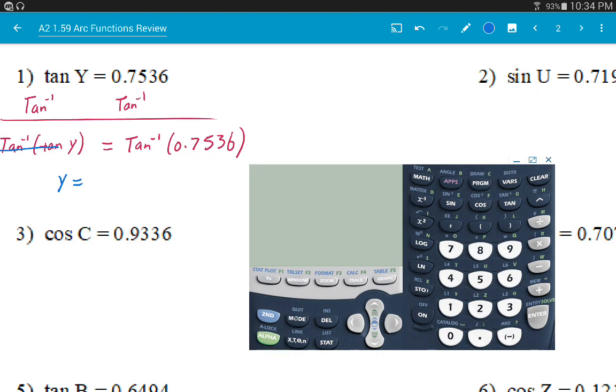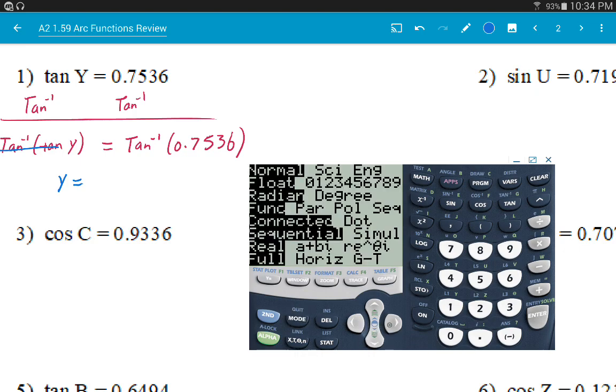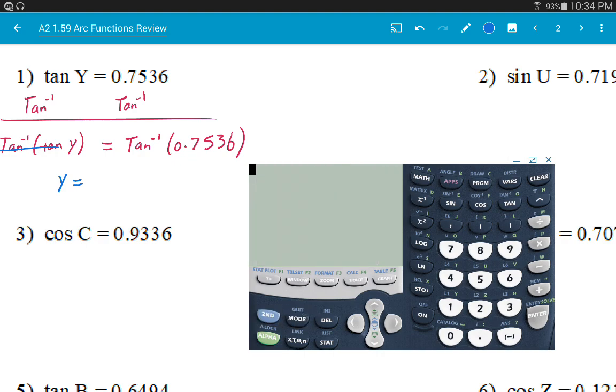I, once again, want to make sure that I'm in the correct mode. So I'm going to hit this button here, mode. I'm going to scroll down. I'm going to select degree. I'm going to hit enter. If your calculator is already on degree mode, then you're good. And in order to get back to the main screen, you just hit second mode because it says quit right above it. So second mode quits me back out to the main screen.